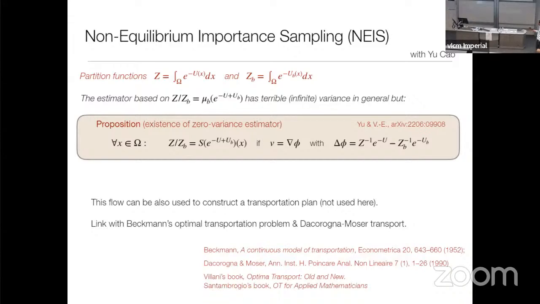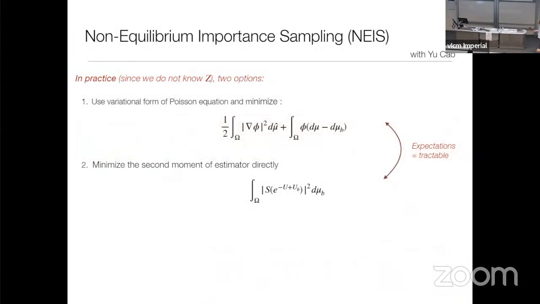So how can we use this in practice? Well, remember that I don't know the Z, but there is one statement that I can make: I can use a variational formulation of the Poisson equation, which is expressed in terms of expectations. So this is a loss that in principle I can use to learn the potential phi, because I can estimate it empirically and represent phi using a neural network.